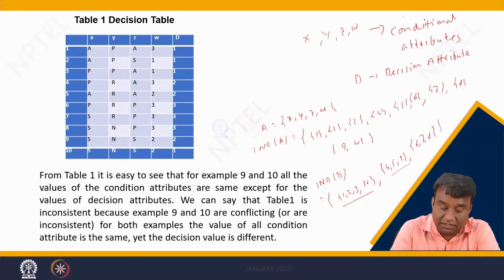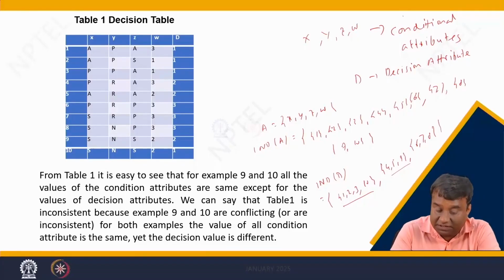If I write the set of all attributes X, Y, Z, W, you can try to find the indiscernibility of A. Object 1 is different from all others, 2 also different from all others, 3 also, and 5, 6 are different from all others. Only 9 and 10 are the same. The rest are all different from all others.